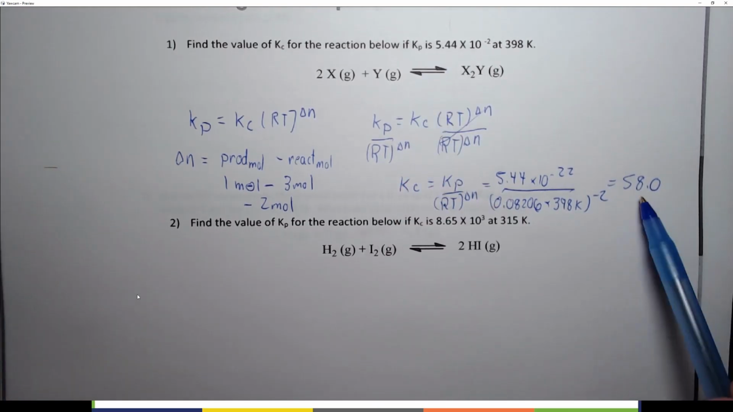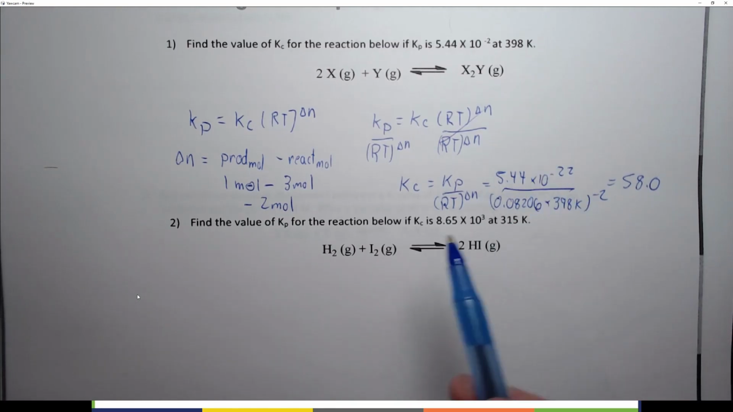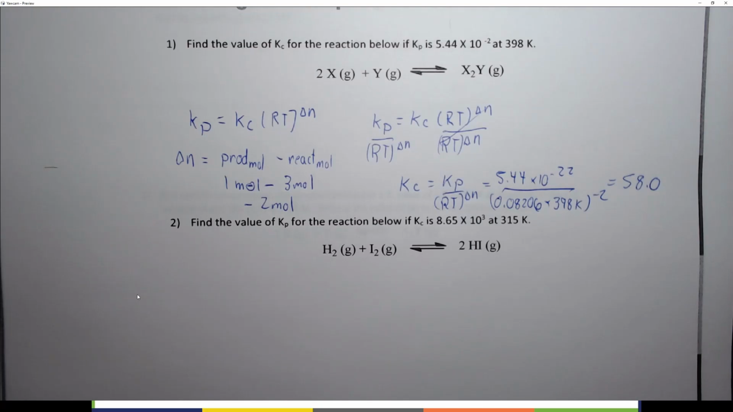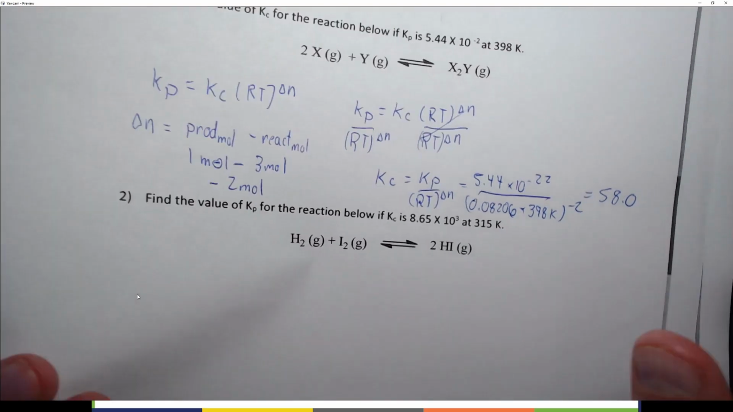0.0544 versus 58. Why are they so different? Because we had a relatively large change in moles, right? We lost 2 moles of gas, which when we only had 3 to begin with, is a large change in the number of moles. Let's look at another example.